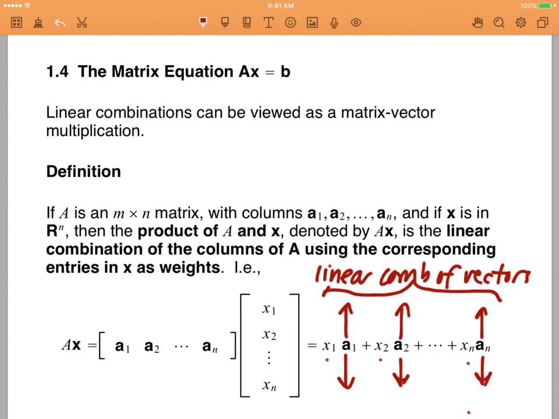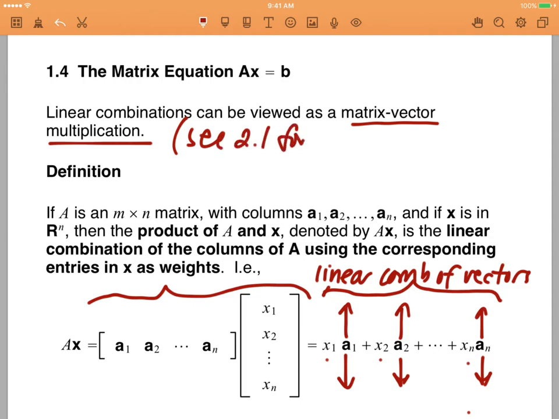Now we're going to write it a new way over here, which is the matrix equation. And this is actually a special case of matrix vector multiplication. So that's mentioned up here. And matrix multiplication is covered in 2.1 for general matrix multiplication.